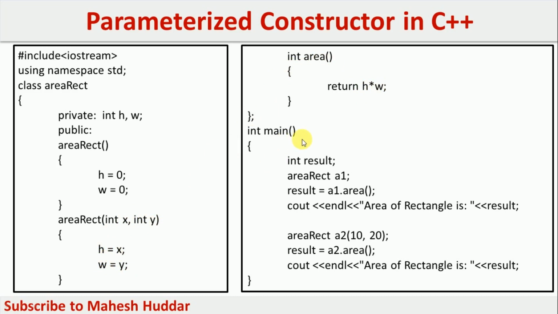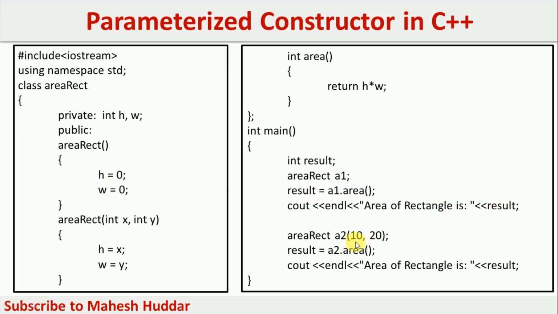Now coming back to the main part of the program, we have declared one variable, the result, to store the return value of area. We have created an object called A1 here. For A1 we are not passing any arguments, hence the default constructor will be called. H and W will be initialized to 0, 0. Now whenever you call A1.area, the value of H is 0 and the value of W is 0, so the result will be 0. So the area of the rectangle is 0 in this case.